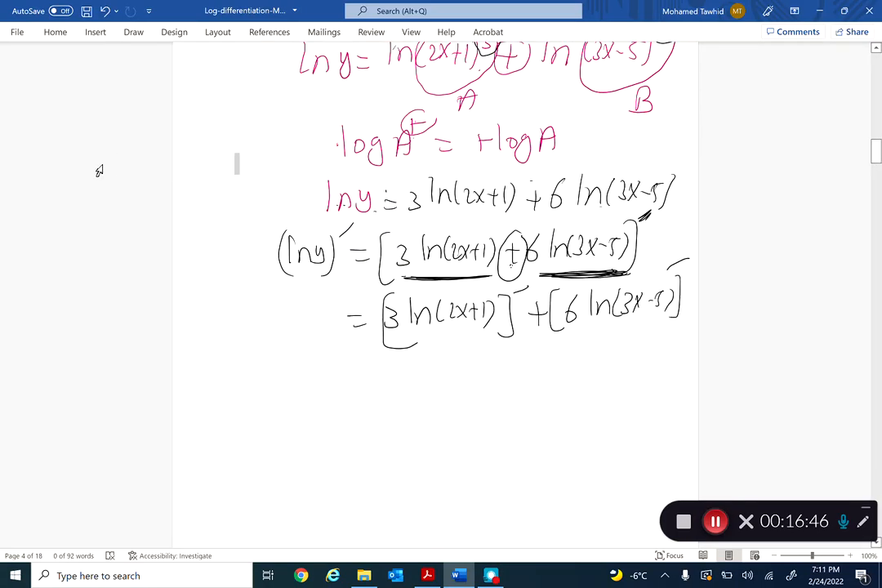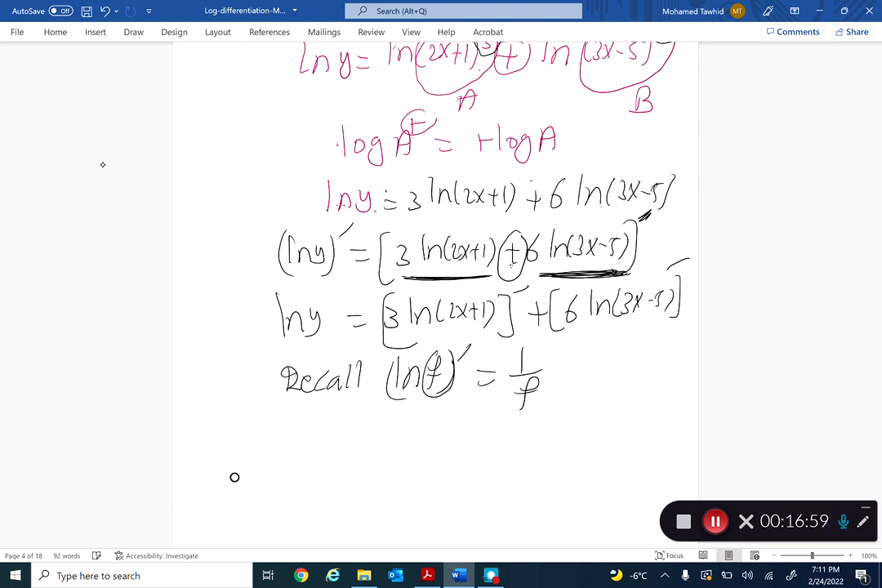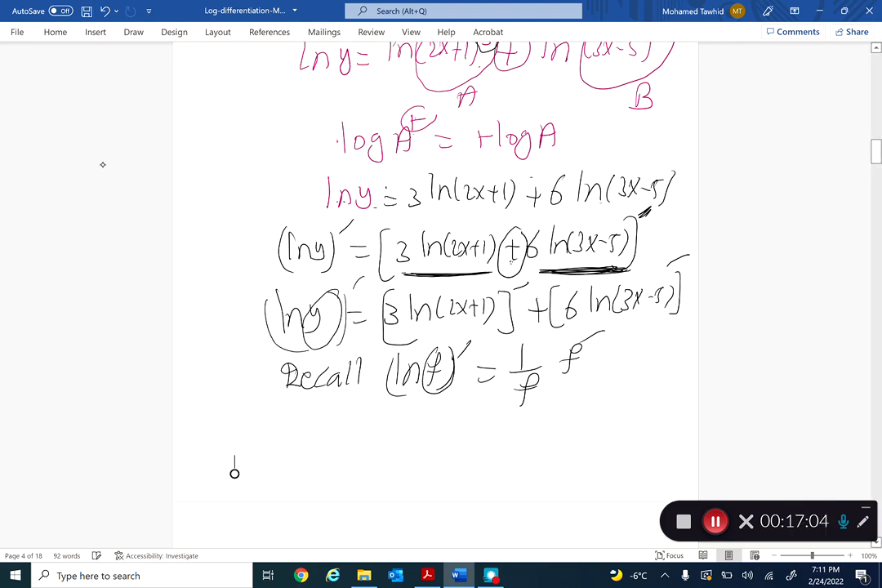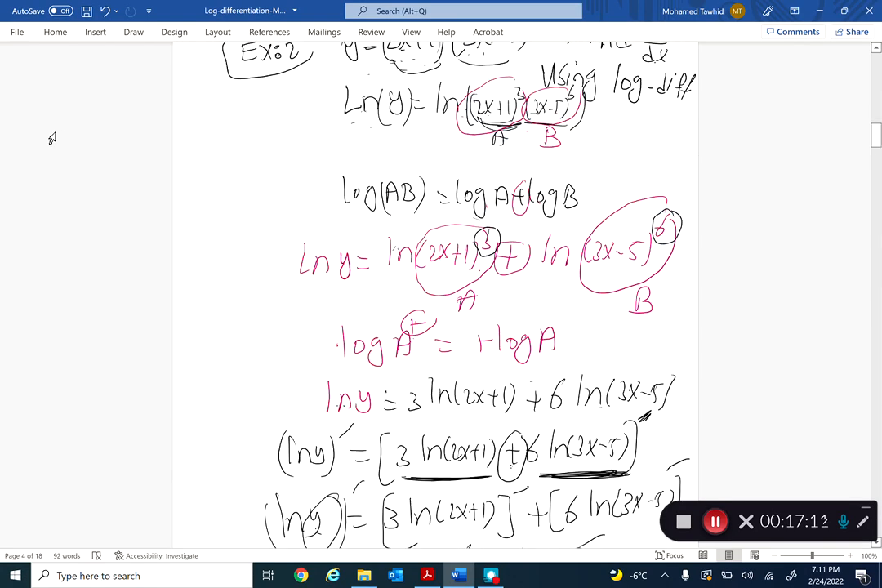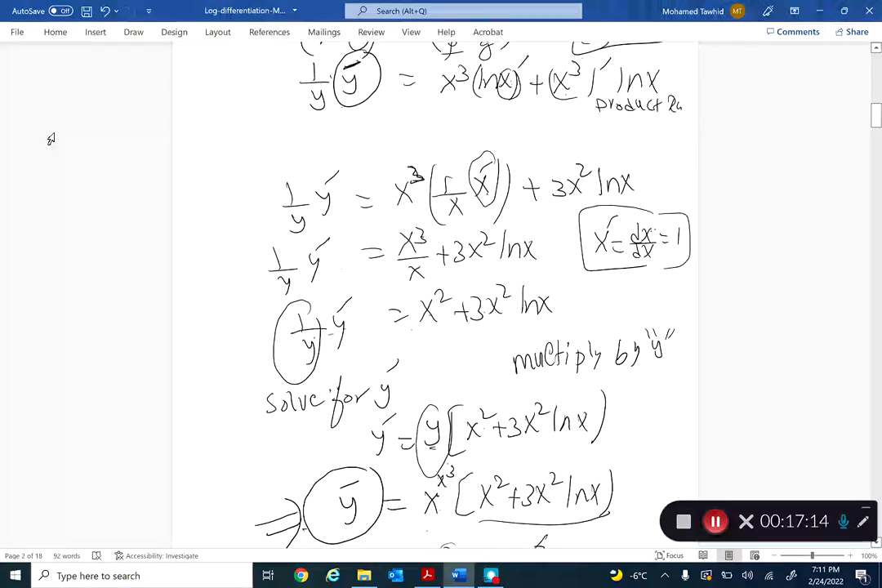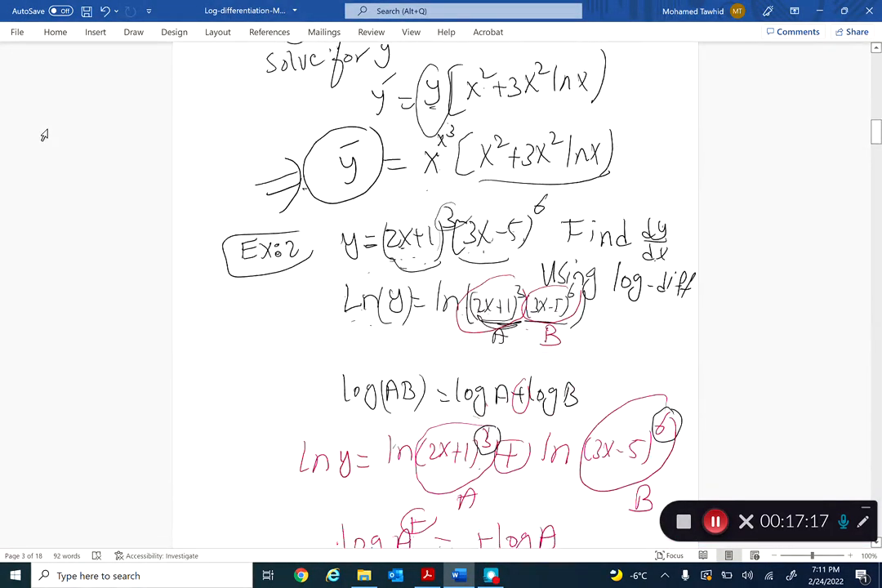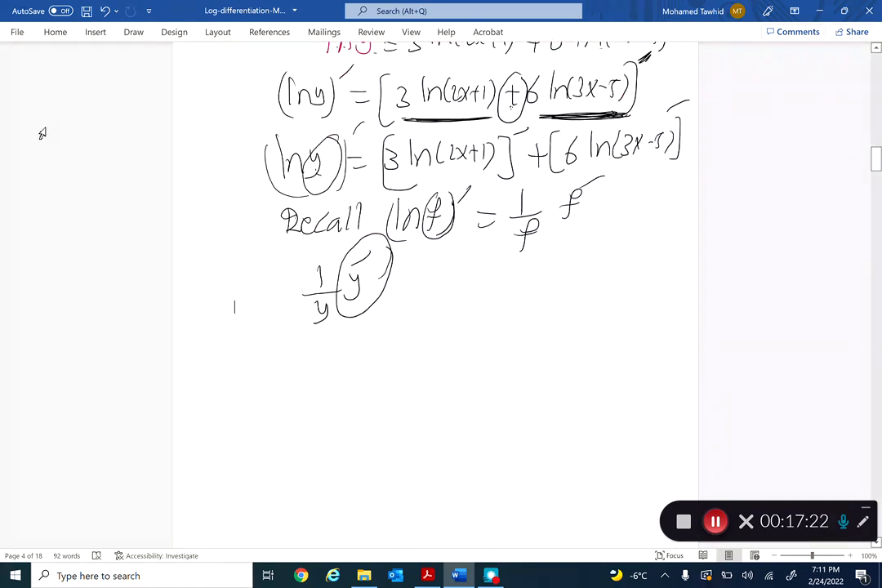And then what you have is ln y. So what is the rule? Recall the rule: if you have ln f, the derivative is 1 over f multiplied by f prime. So what is inside here? What is inside here is y. So you have 1 over y multiplied by y prime. What is y prime? That is the question. The question here is find dy by dx. I need to get y prime, dy by dx. So it's not 1.